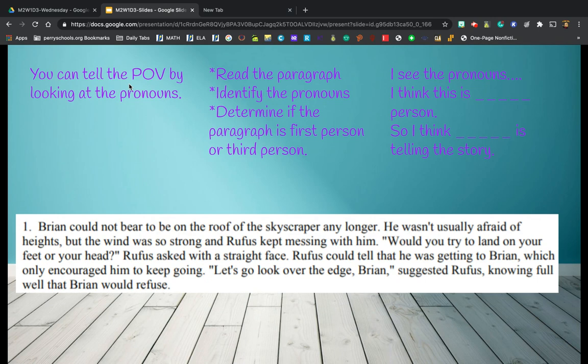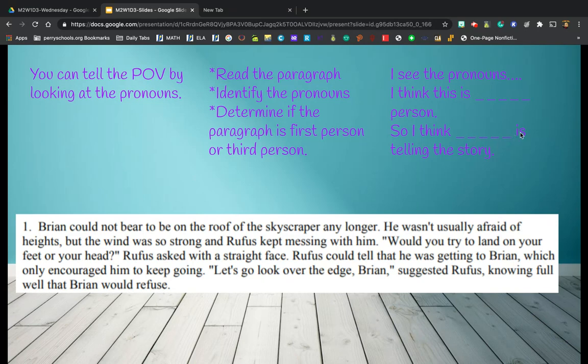All right, so we're going to go through these same steps. You guys are going to do one of these on your own. And we're going to be telling the point of view of a short little paragraph. So we're going to read the paragraph, identify the pronouns, and then determine if the pronoun is first person or third person. Then we're going to make this sentence right here. I see the pronouns, filling in the blank. I think this is first person or third person point of view.